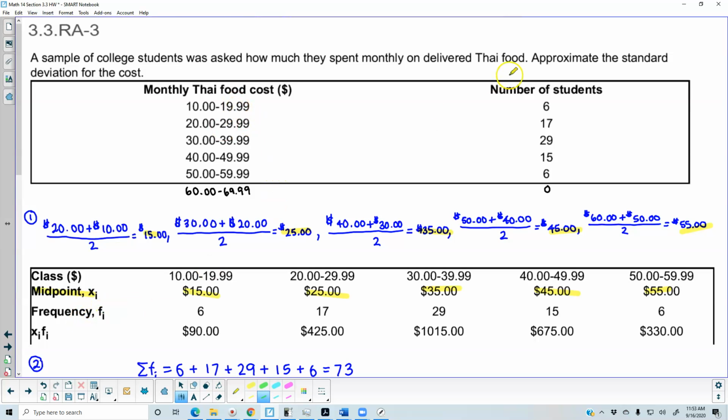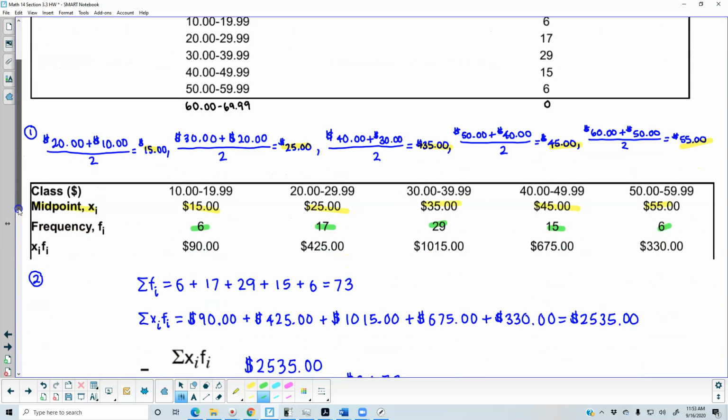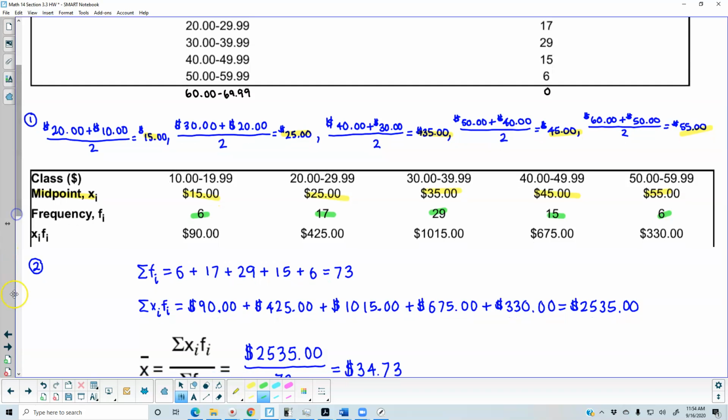Okay, and then recall here that we have the frequency. So the frequencies are up here. So for the first class, it's 6, 17, 29, 15, and then 6. The next thing we want to do is find the total frequency. So we're going to add 6 with the 17 plus 29 plus 15 plus 6, and that's going to give us 73.